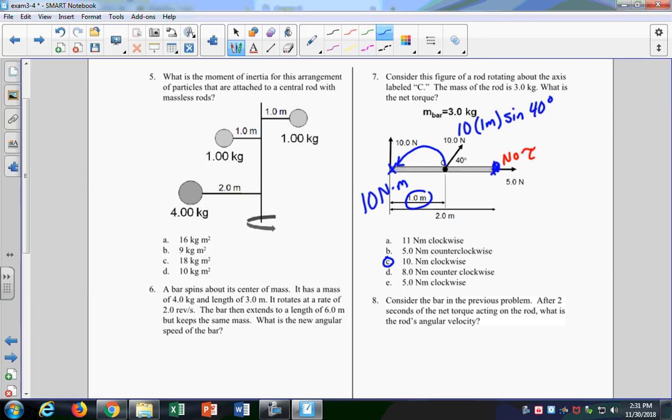Courtney? Can we do number 10? Yes. Lauren, are we okay with this? Okay.